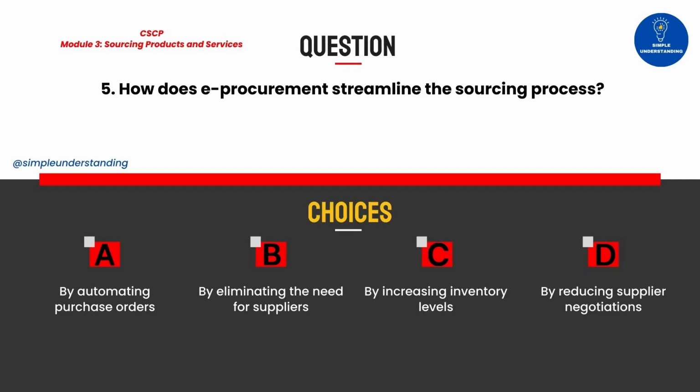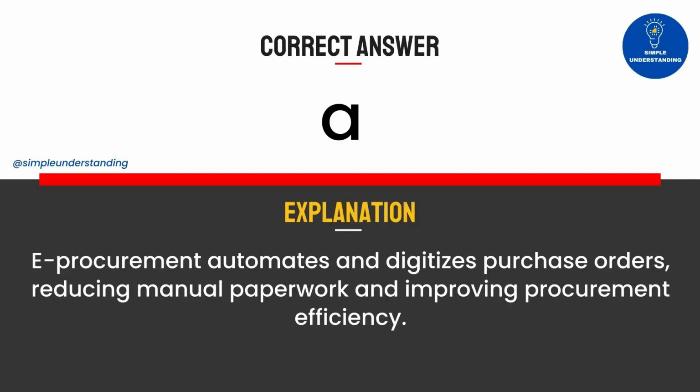5. How does e-procurement streamline the sourcing process? A. By automating purchase orders. B. By eliminating the need for suppliers. C. By increasing inventory levels. D. By reducing supplier negotiations. Correct answer A. Explanation. E-procurement automates and digitizes purchase orders, reducing manual paperwork and improving procurement efficiency.